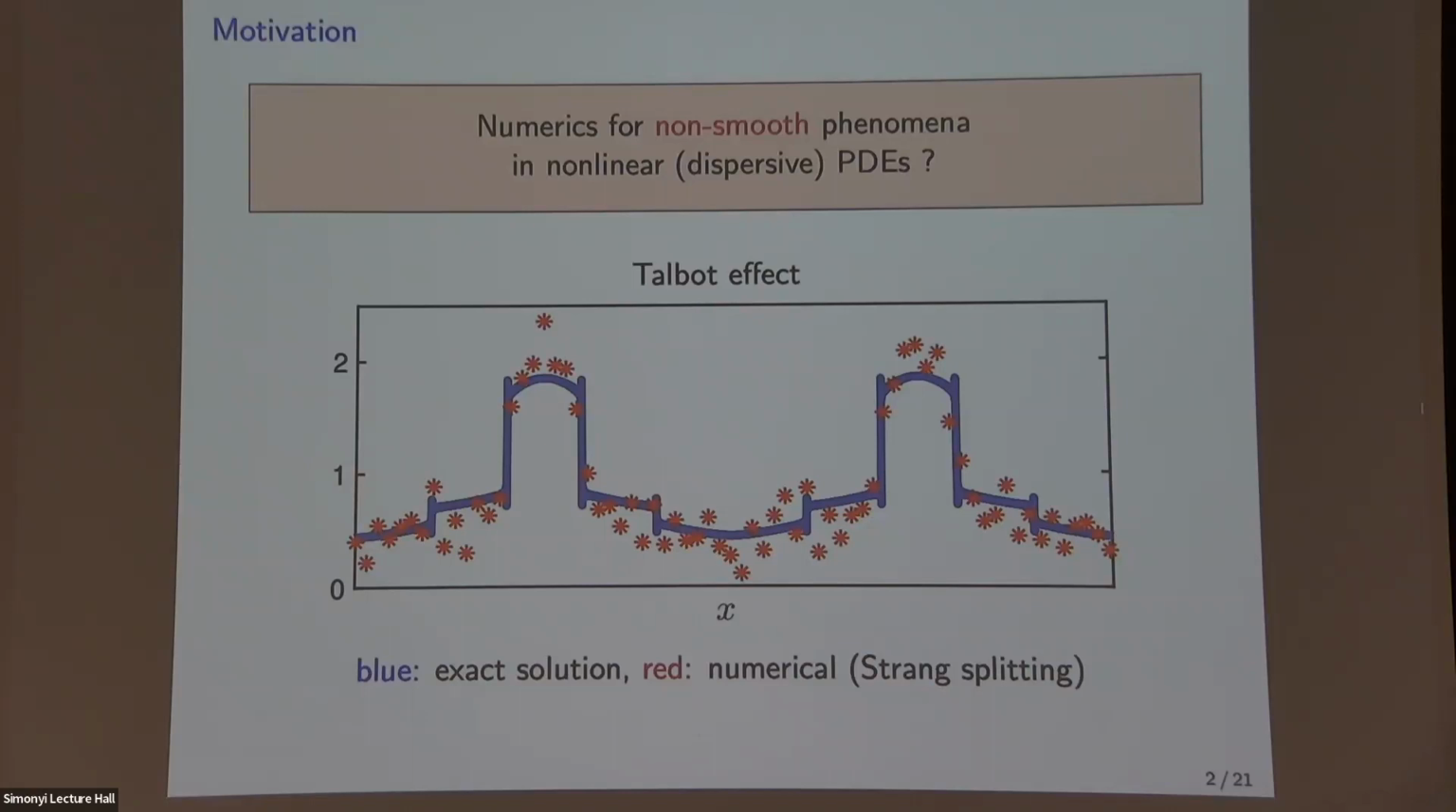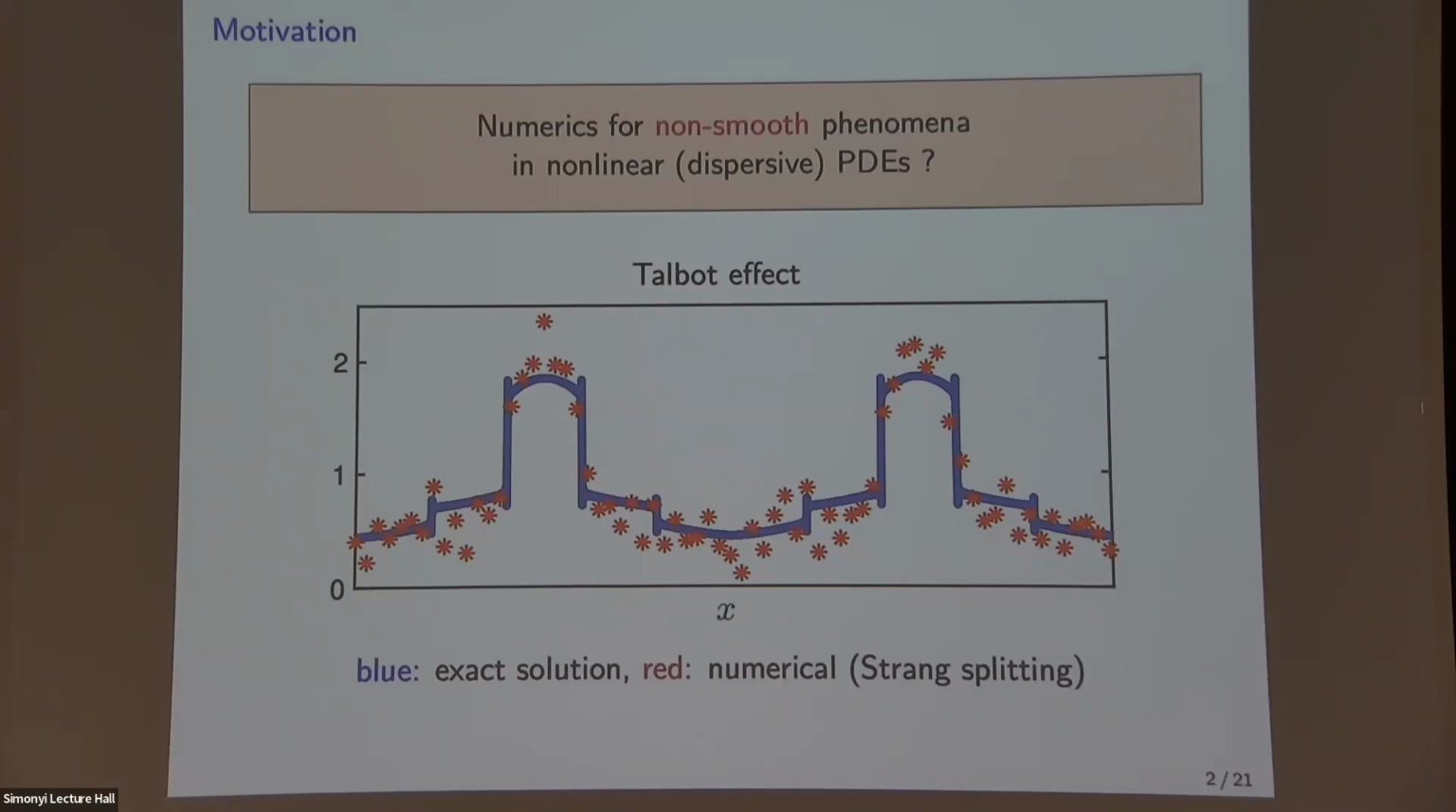So for instance, here you see the so-called Talbot effect. I solve the cubic 1D NLS with a step function initial value. And then we see in the exact solution some rough patterns appear. And then what we see numerically, if we use, for instance, the Strang splitting method, I will explain in a bit what this is, but it's one of the most famous methods to simulate the Schrödinger equation, we see that the Strang splitting method does not capture all this rough pattern in the exact solution.